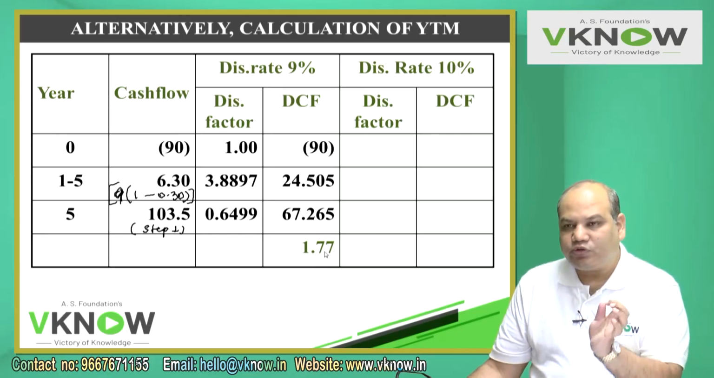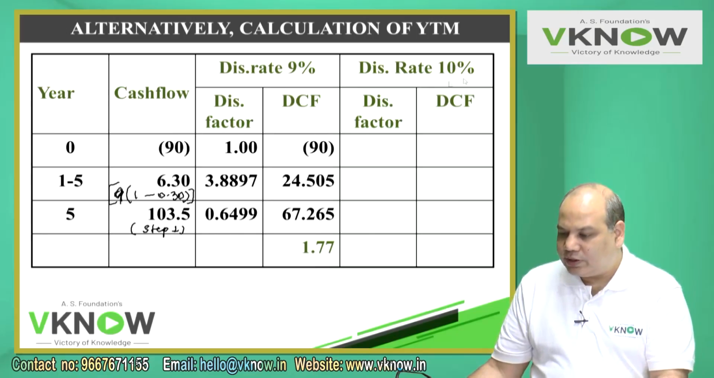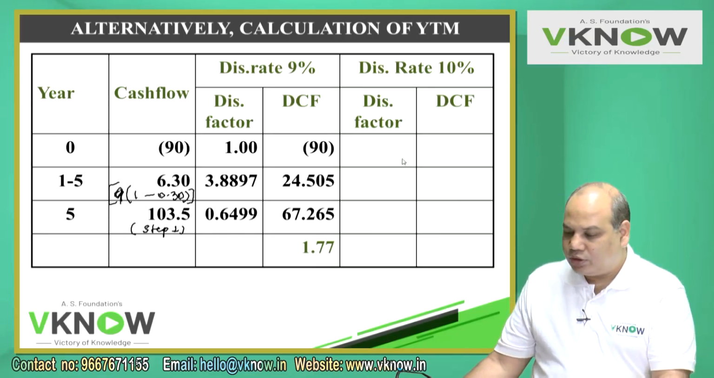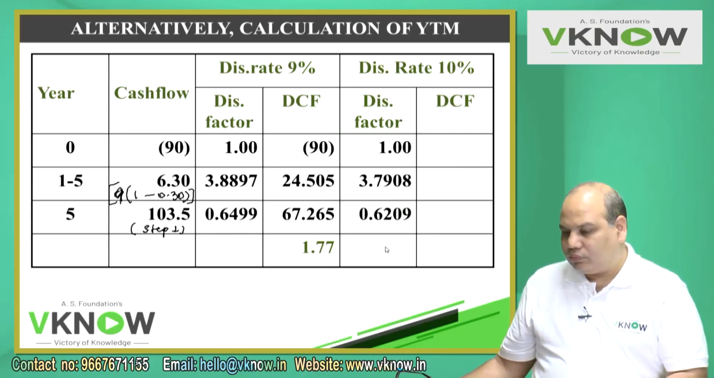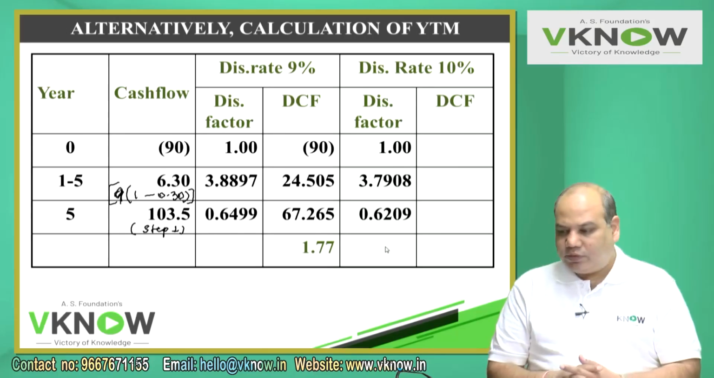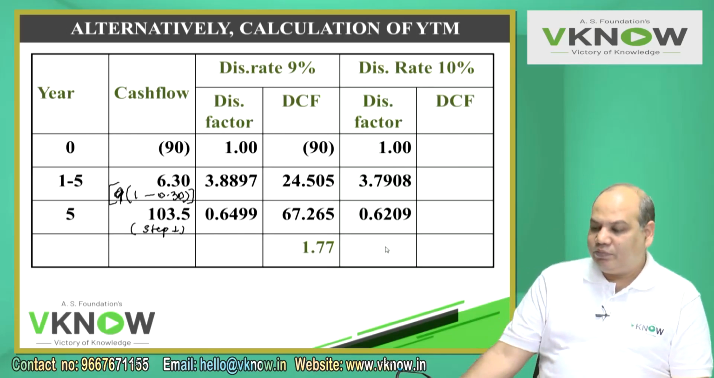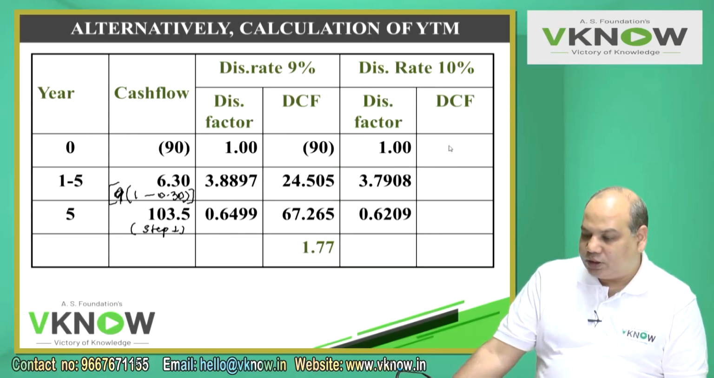I have to reach 0 NPV. So I will take now 10%. Already you have calculated the factor in the previous question, so just please copy from there. In some previous problem we have calculated the 10% factor. Now write down the multiplication.